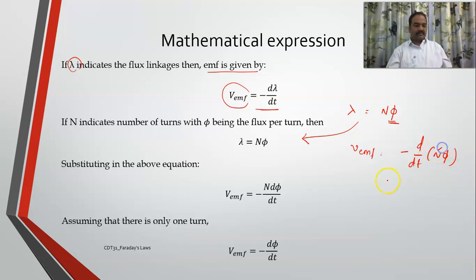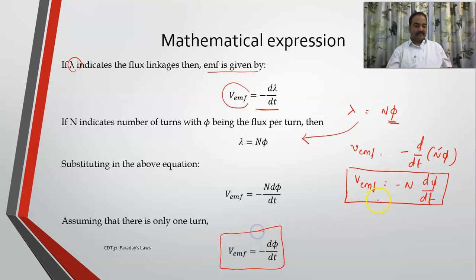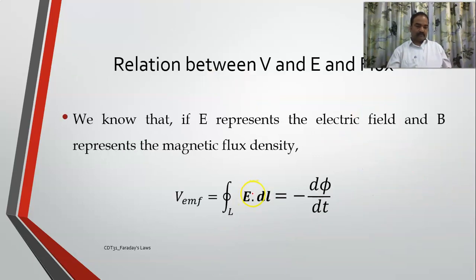Normally the number of turns is a constant term, so I'll take it out. So I'll get minus n d phi by dt, where flux phi indicates flux per turn. Now, if there is only one turn, then n becomes 1, so you'll get this equation. Do remember, EMF is induced when the flux changes.